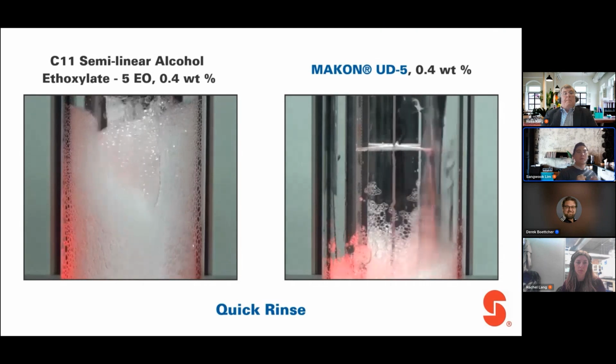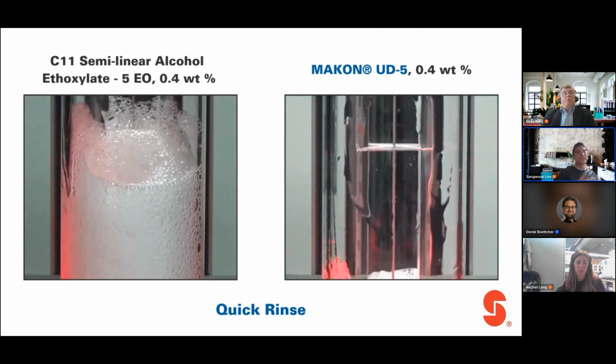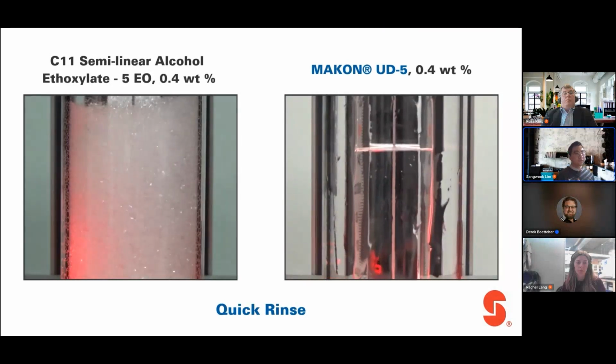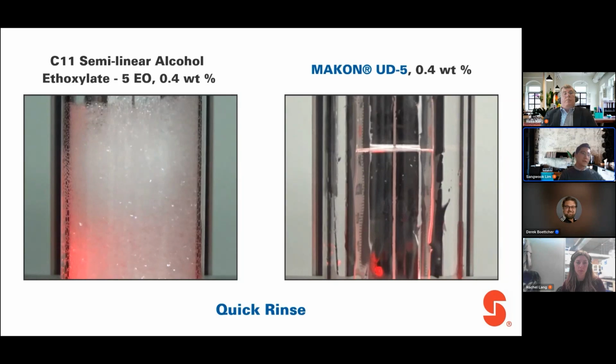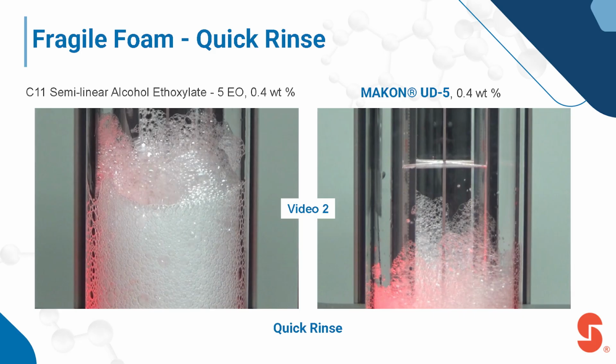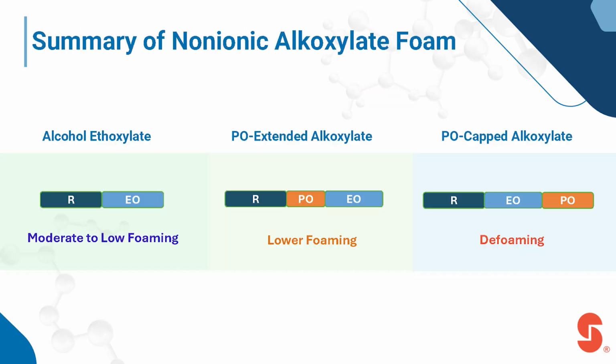So I was trying to rinse the surfaces, but as you can see, the foam is too fragile from the semi-linear alcohol ethoxylate and the branched alcohol ethoxylate, so you can easily remove that foam with a quick rinse of water. So you can save your time and reduce the manufacturing overhead cost, and so forth. That's just one way to think about how you leverage that property for your application. So that was just regular surfactant.